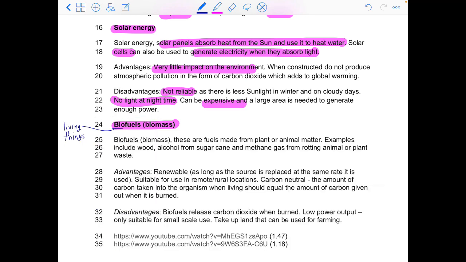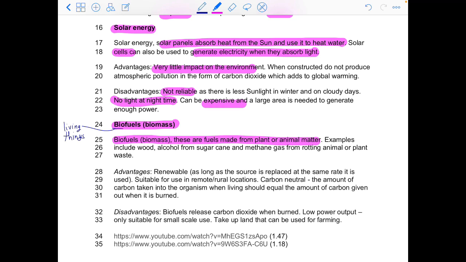The same way that we tend to burn fossil fuels, such as in a coal power plant, where we burn coal, biofuels is when we have fuels made from plant or animal matter. So fuels made from living things. So one way is we can burn wood. We can burn alcohol made from sugarcane, or methane gas from rotting animal or plant waste. All right, there are different ways we can use plants or animals to create biofuels.